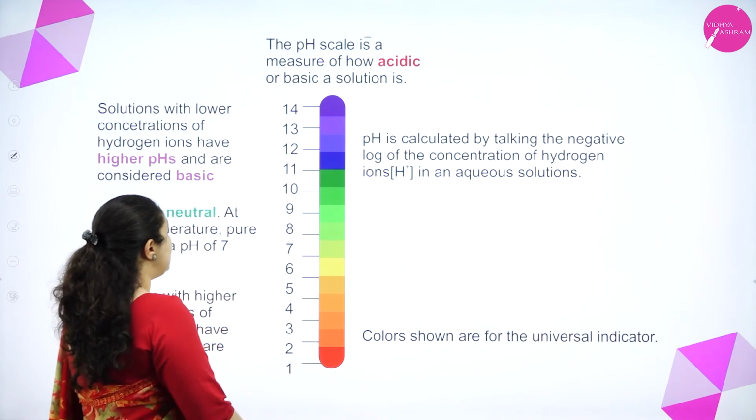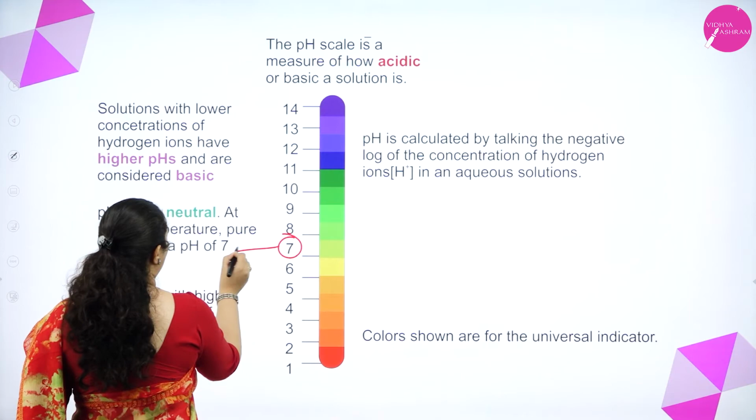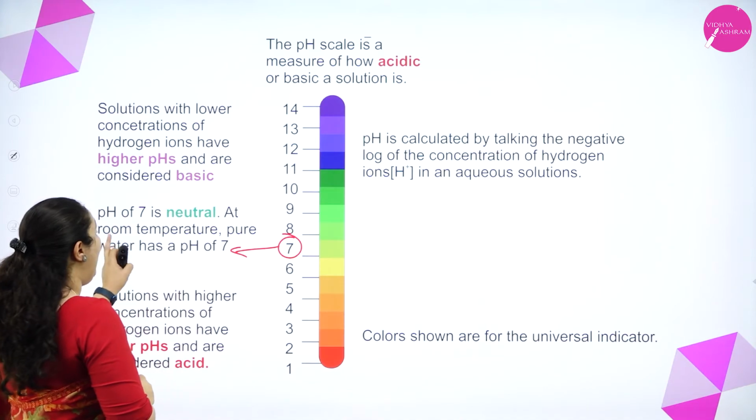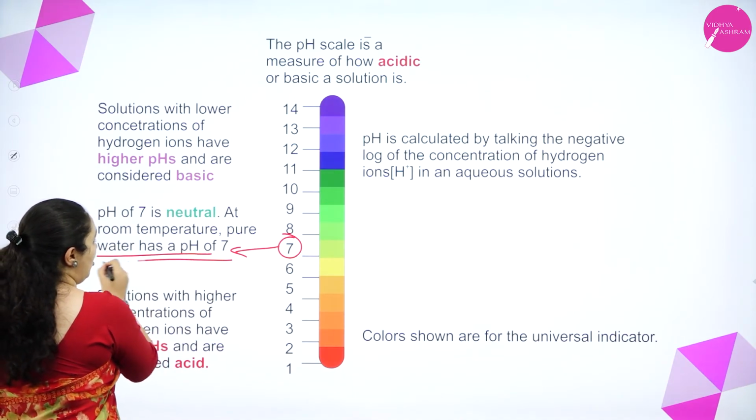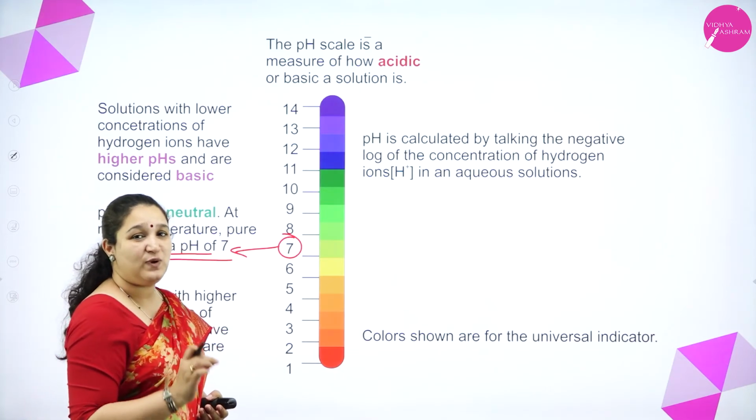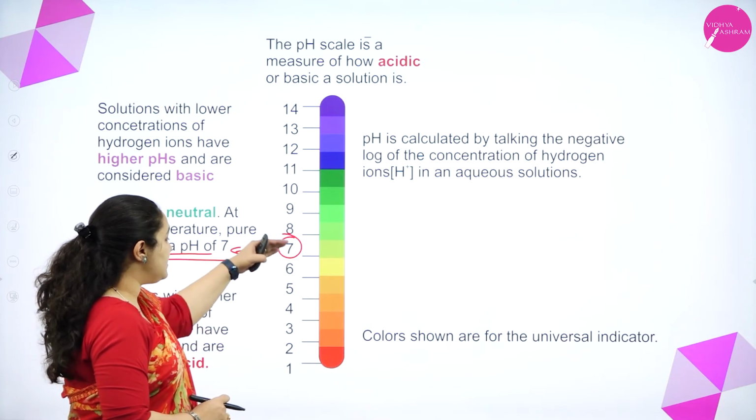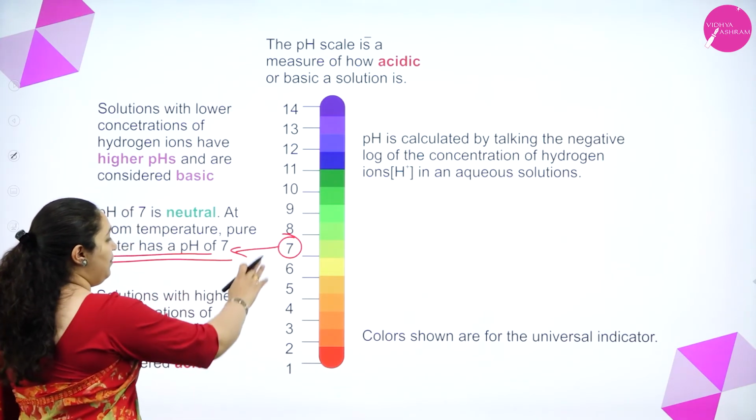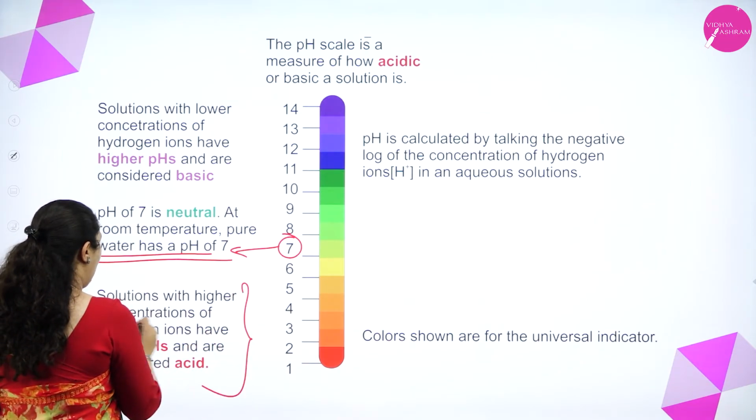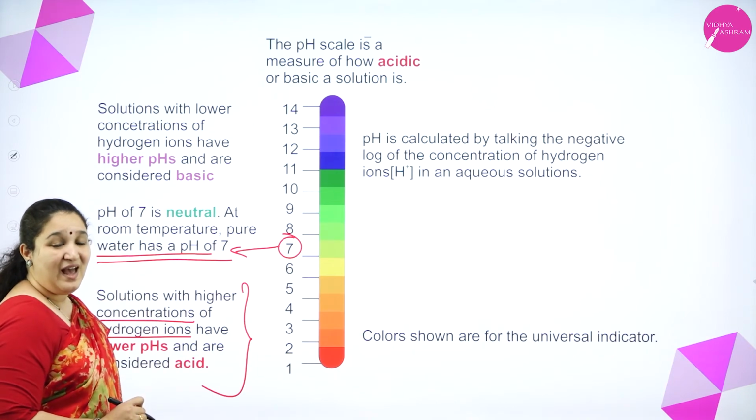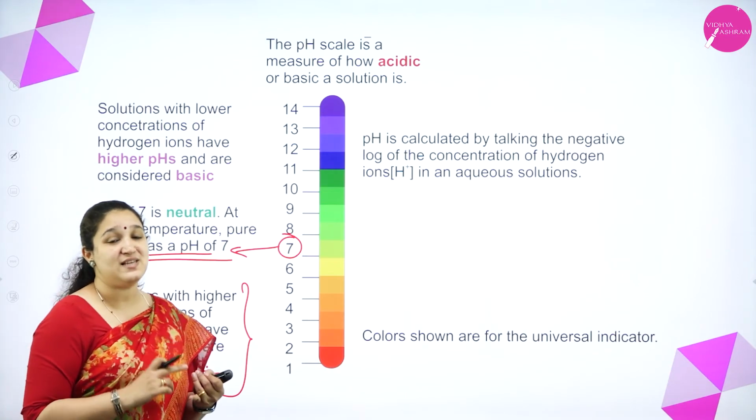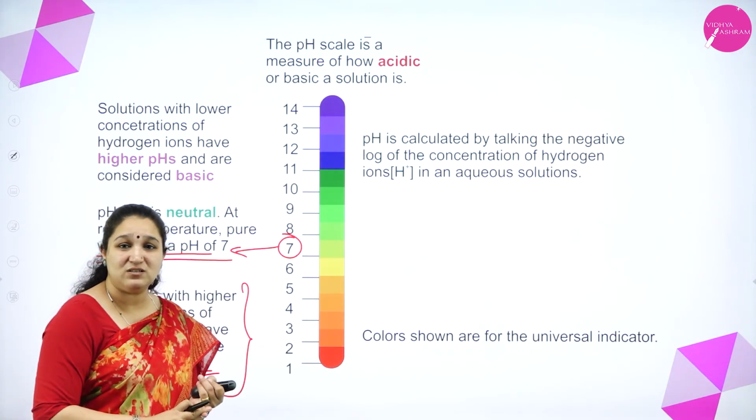Okay, so 7 pH is the one which we call the neutral pH, where at room temperature, for example, water has got the pH 7. It's neither acidic nor basic. Such pH we call as 7. Below 7 to 1, what is it? Below 7 up to 1, all the solutions have a high concentration of hydrogen ion and they are called acids. So, they have a low pH, then it is acid, and they have got a high concentration of H plus ion.